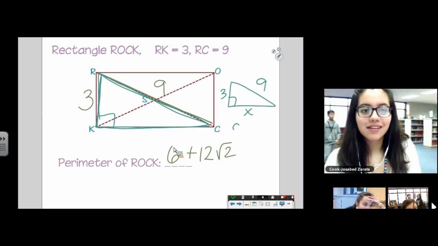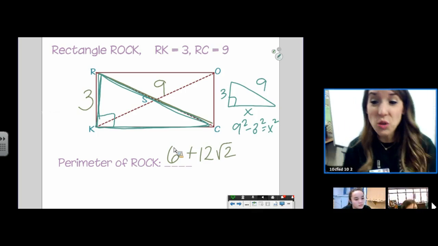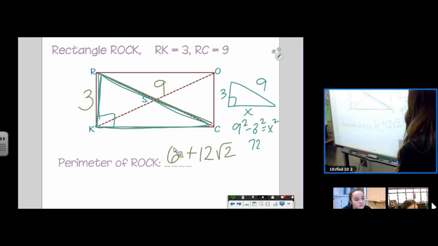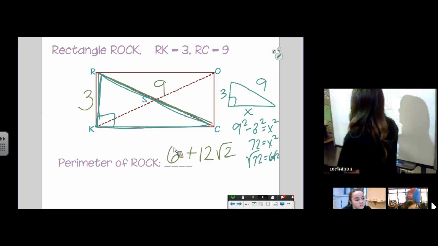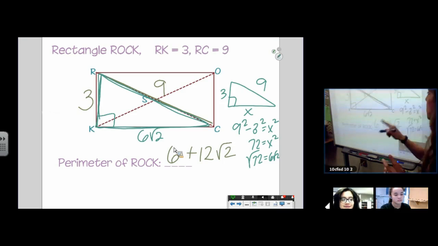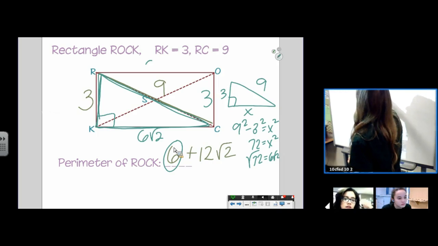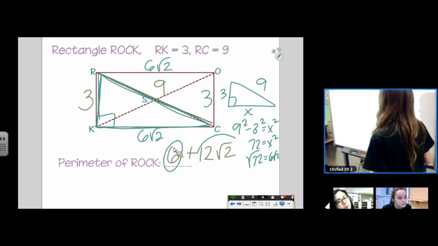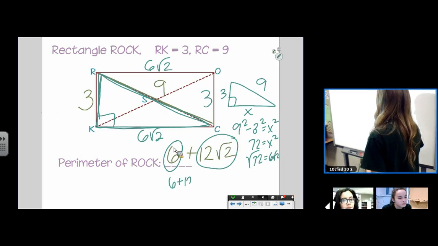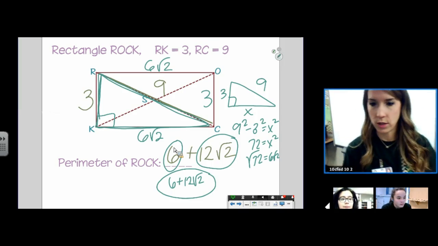So to find this side, we need to do Pythagorean theorem. 9 squared minus 3 squared is 72. The square root of 72, 6 root 2. So this is 6 root 2. So if I find the perimeter, I add up all the integers first. So we add all the integers, 3 plus 3, opposite sides are congruent, and we get 6. We add all of the radicals, 6 root 2 plus 6 root 2, and we get 12 root 2. No, we cannot combine it. Yes, this is our final answer. The perimeter is 6 plus 12 root 2.